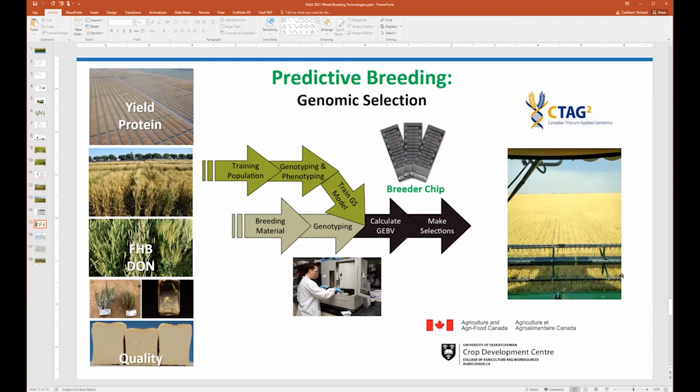along with all this data we have in the program, to better predict what we're going to do in crosses and what we can get out of them. So that's what this is doing. On the left side of the screen, we're taking our yield data, our protein data, our FHB data, our quality data, and we're putting that into populations. We're genotyping or running the lines on a breeder chip to get an idea of what their genetic makeup is. We're using statistics and putting that all together and being able to apply that to the entire program to make selections and discard what we know will very likely be bad before it even goes to the field, so we make our field resources more efficient.